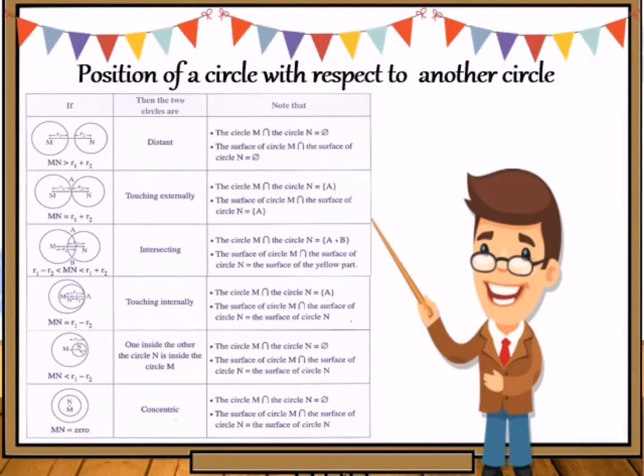I will start with the position of a circle with respect to another. We have 6 positions of a circle with respect to another.